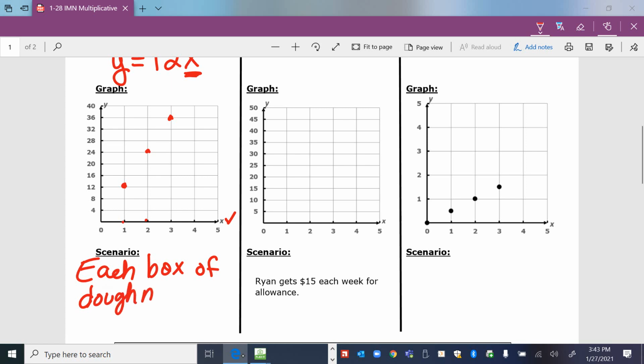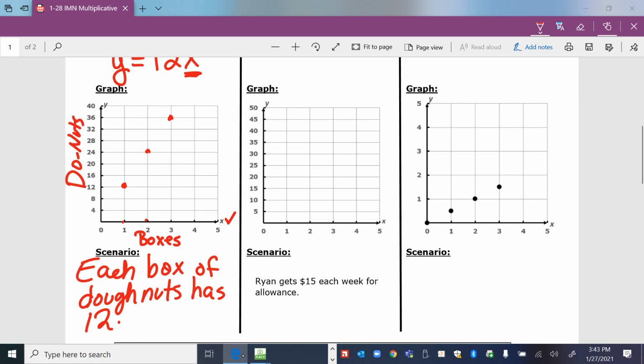is that how you spell donuts? I don't know. Has 12. Each box of donuts has 12. Or there are 12 donuts in each box. And then my x value would be the number of boxes. And my y values would be my donuts. This is how I always see donuts spelled.